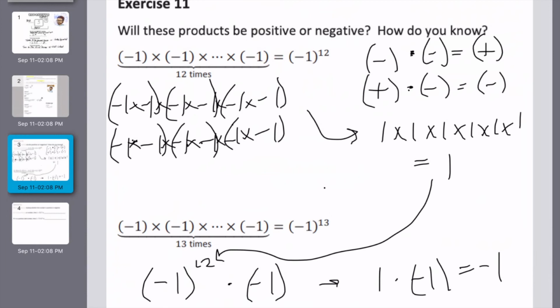Now, I know you're probably saying, Mr. Gerber, this seems like it's a lot going on. I should probably try to figure out an easier way to go about this. I want to point something out for us here. When I look at my exponent here, it's odd. When I look at this exponent, it's even. When I had an even exponent, I had a positive answer. When I had an odd exponent and my base was negative, that means that I got a negative answer.